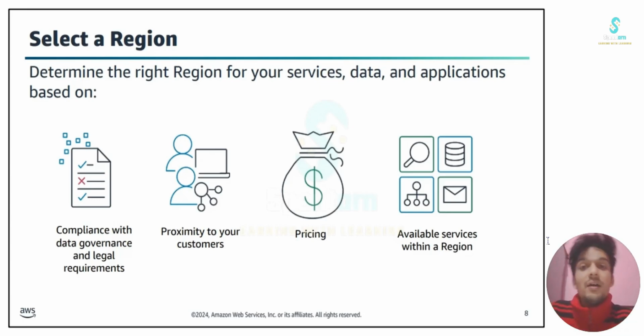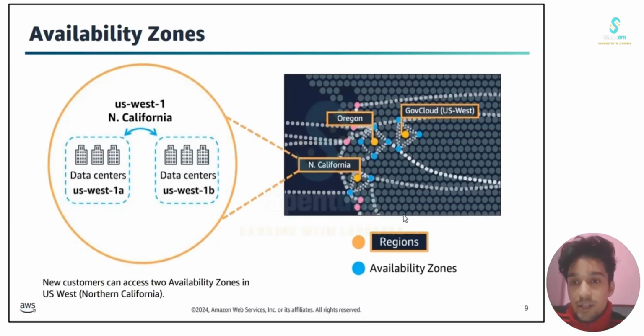Whether you are from America, India, or China, IAM is there, right? But talking about some specific services, maybe there are some issues in a particular region, or they have not been present over there. In that case, you have to consider this while selecting a region for a particular service, right? Moving ahead, this is my availability zone.